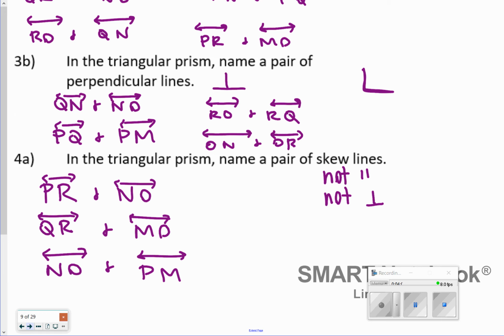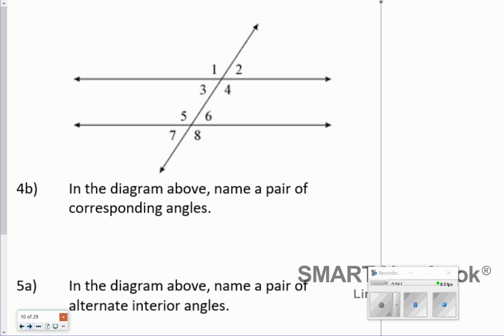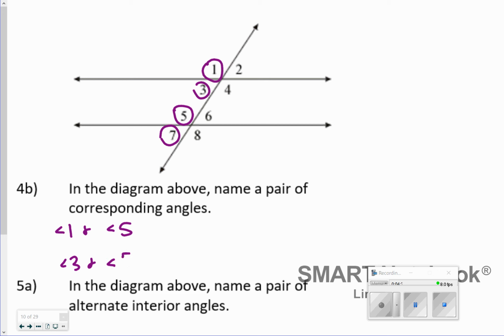The next section we're looking at is just types of angles in a transversal. Naming a pair of corresponding angles. You have four options here. Remember, corresponding are in the same area, so I would pick, for instance, angle 1 and angle 5. I could also choose angle 3 and angle 7. Again, keeping my angle symbol in front of it. I could choose angle 2 and angle 6.